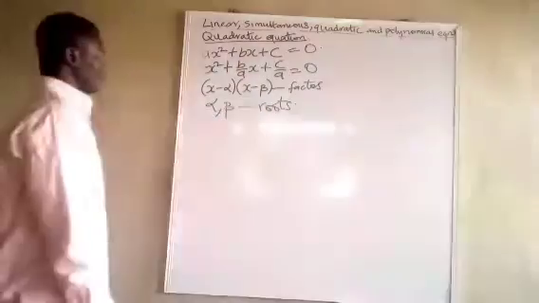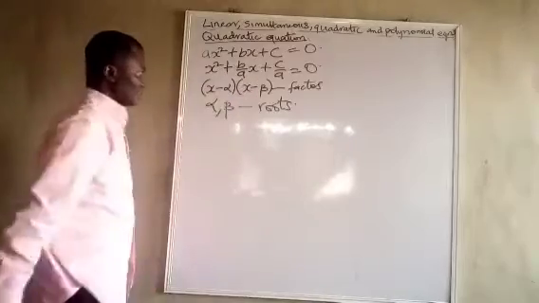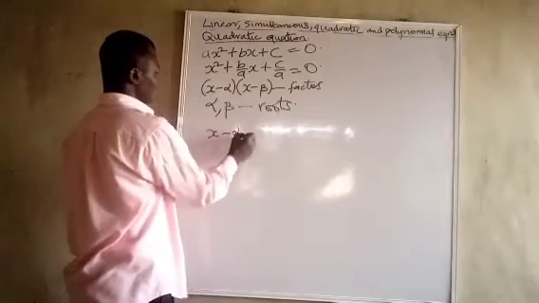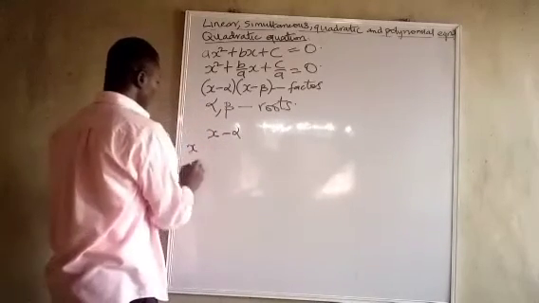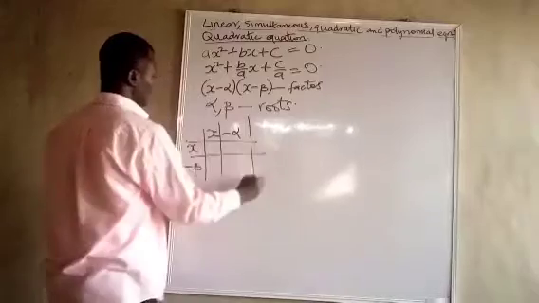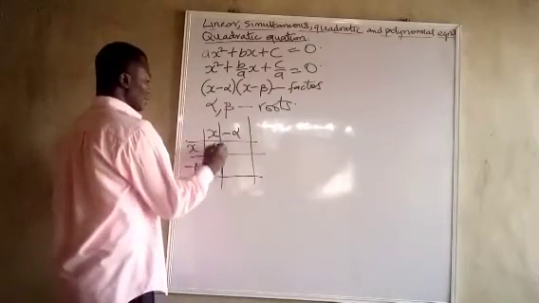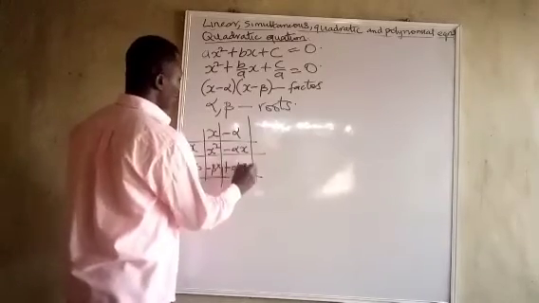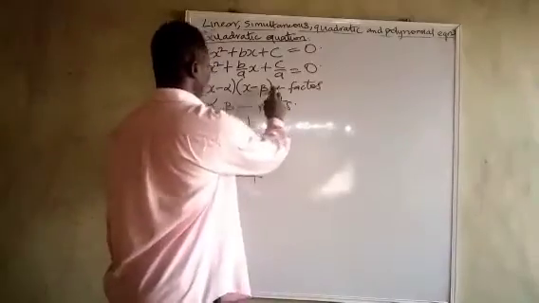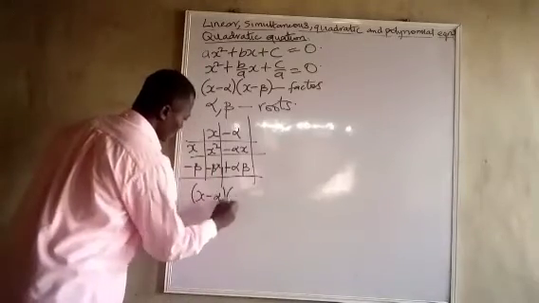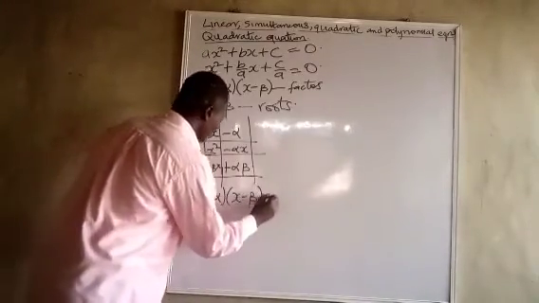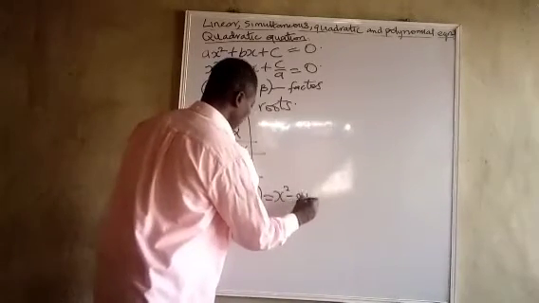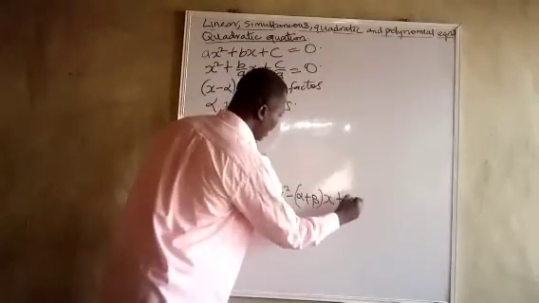Is that clear? Now, since the product of this gives me this, let us expand it. Like we did the other time, we have x minus alpha and x minus beta. We have done this before, I just want to do it again. X squared minus alpha x minus beta x plus alpha beta. So at the end of the day, x minus alpha into x minus beta will be equal to x squared minus alpha plus beta x plus alpha beta.